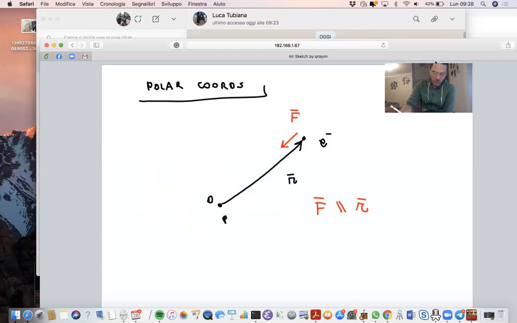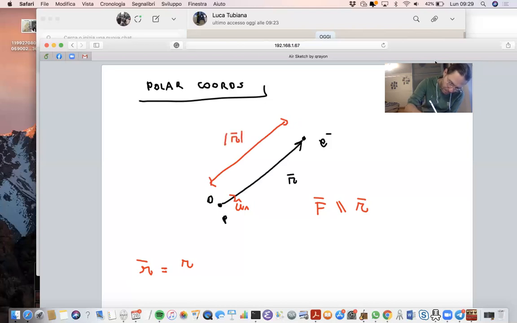And in fact, you can notice this because the vector R, if this is my unitary vector pointing in the direction from the proton to the electron, the vector R is just the length of this vector, which I will draw here like this way, times the direction specified by this unitary vector u of r.